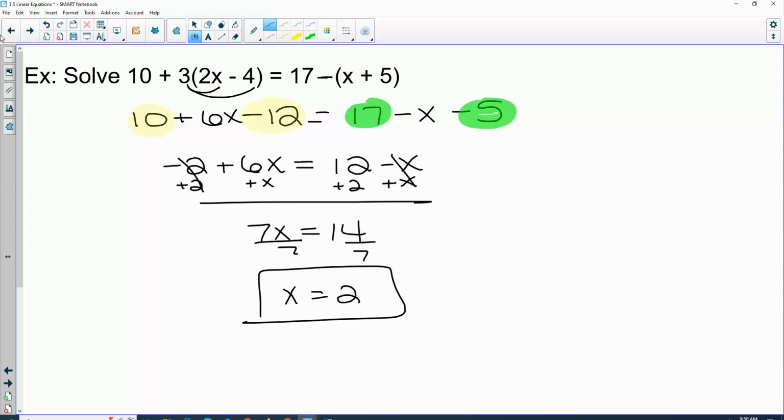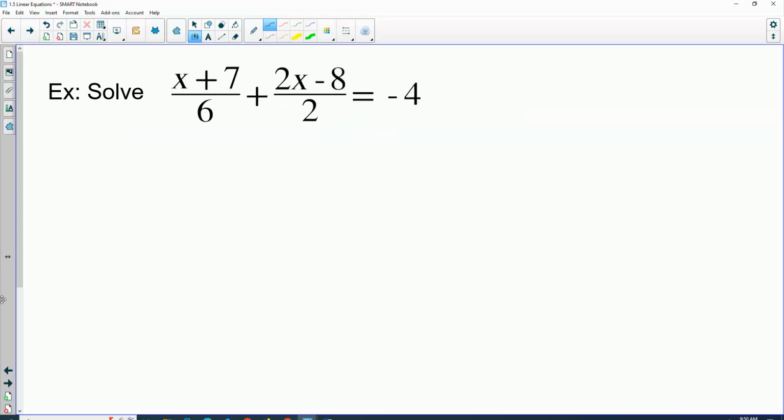Okay. What if I give you this one? So what do we think? Probably not. Why? What's different? Okay, we've got to combine and distribute. So we have x plus 7 over 6. Could I split that up? You could. There's only one thing on the denominator.